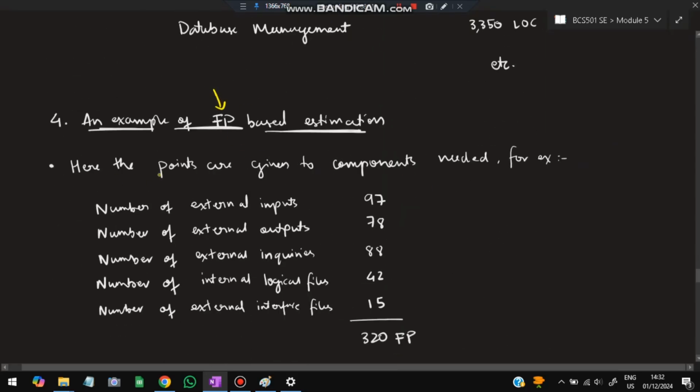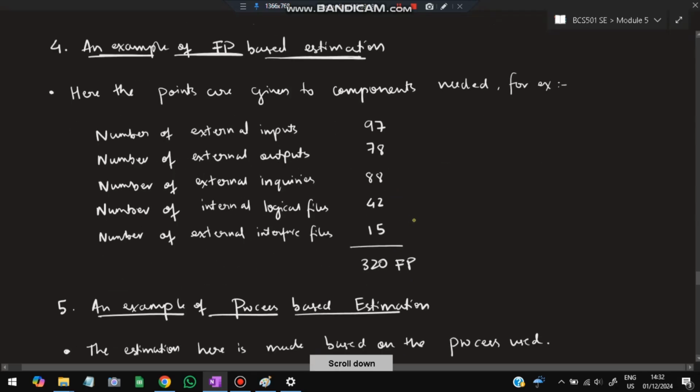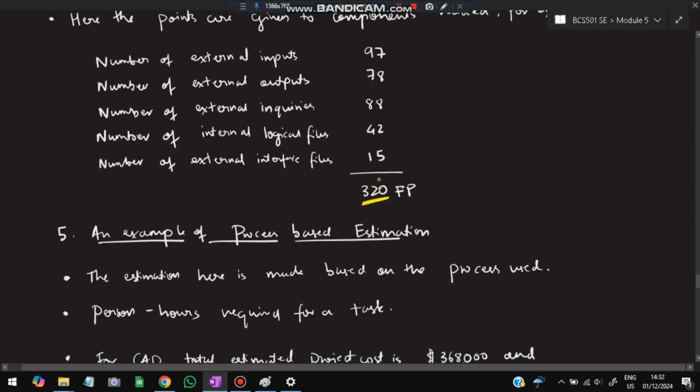Second is FP. In FP, function points are given to components. For example, in the same CAD application, we consider how many external inputs, external outputs, external inquiries, internal logical files, and external interface files there are. It deals with inputs, outputs, inquiries, and files. How many files and resources are required is calculated, and that gives the function points. For the CAD application, there are 320 function points.